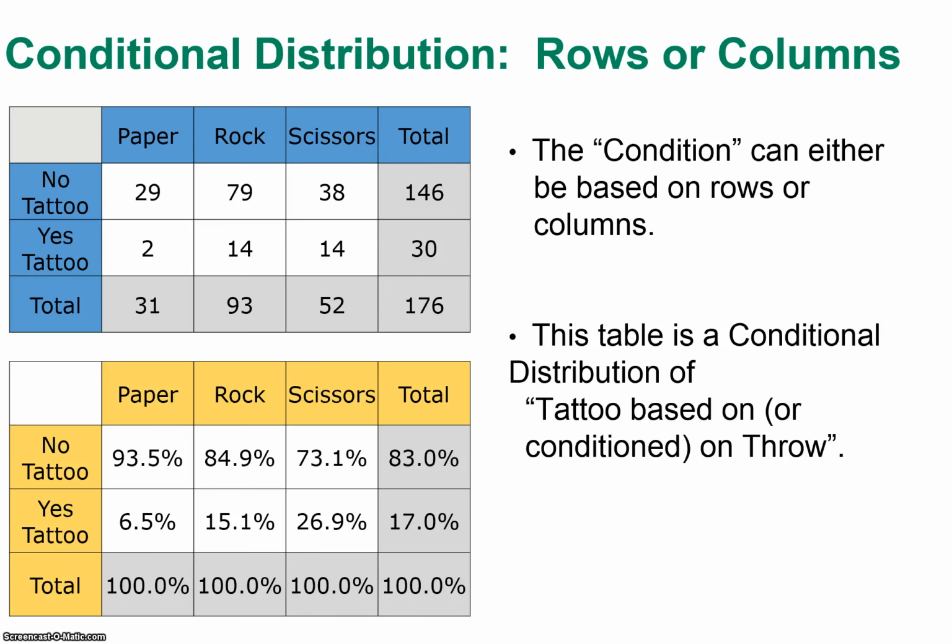Okay, here's a different conditional distribution. Here I am conditioning based on throw. So you can see here I took all the people that threw paper, all 31 of them, and I said, of those people who threw paper, that's my condition, what percentage of those people had no tattoo? What percentage of those people had tattoos? And I did the same thing for rock and the same thing for scissors. And again, you can see my column totals are now all 100%.